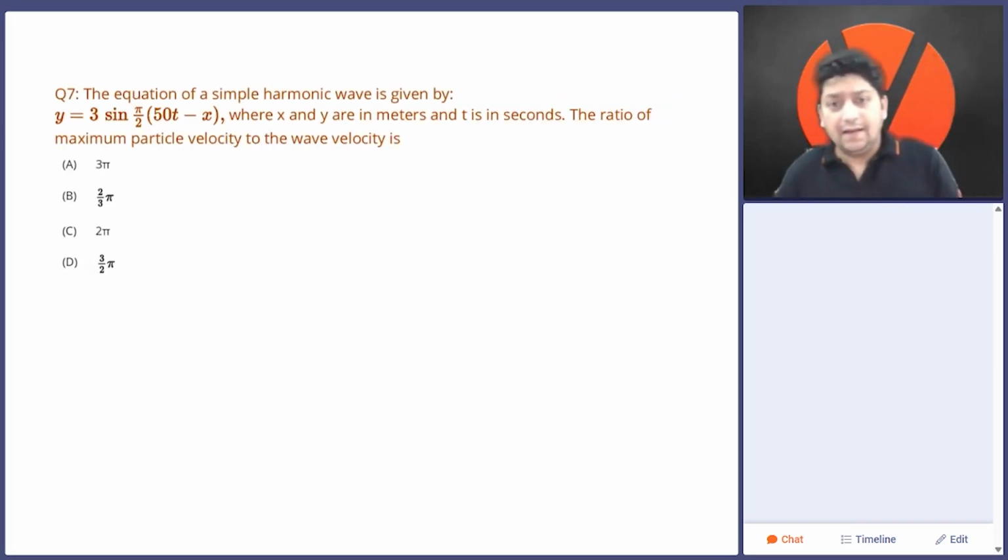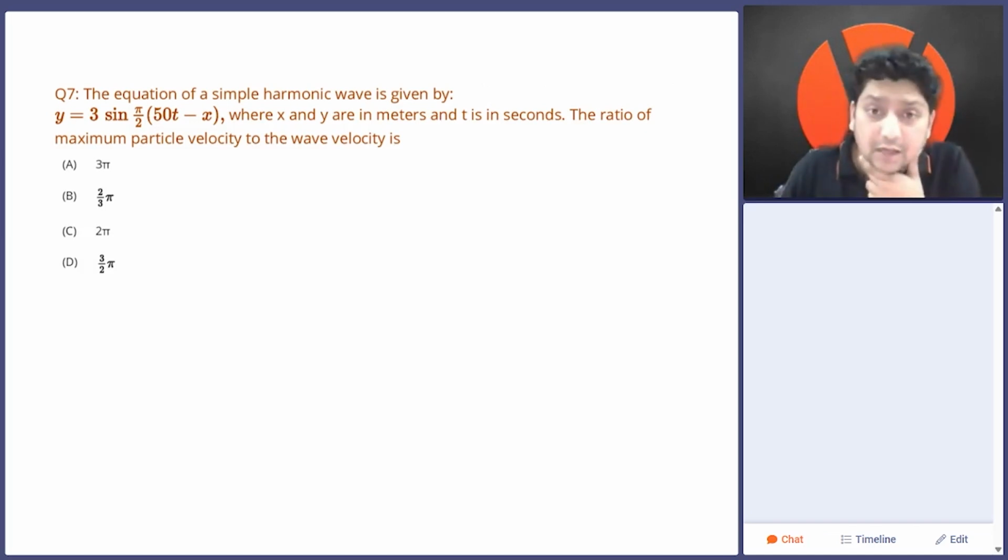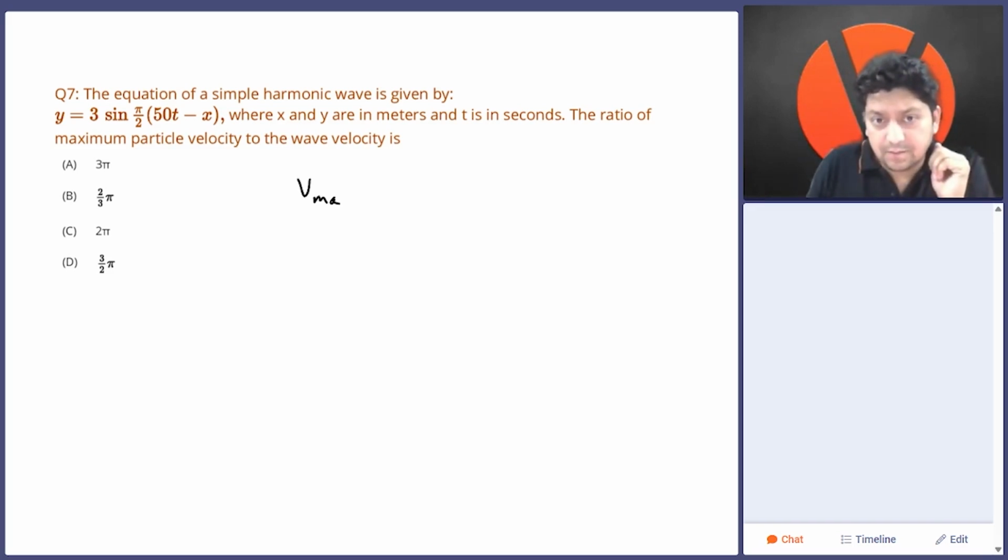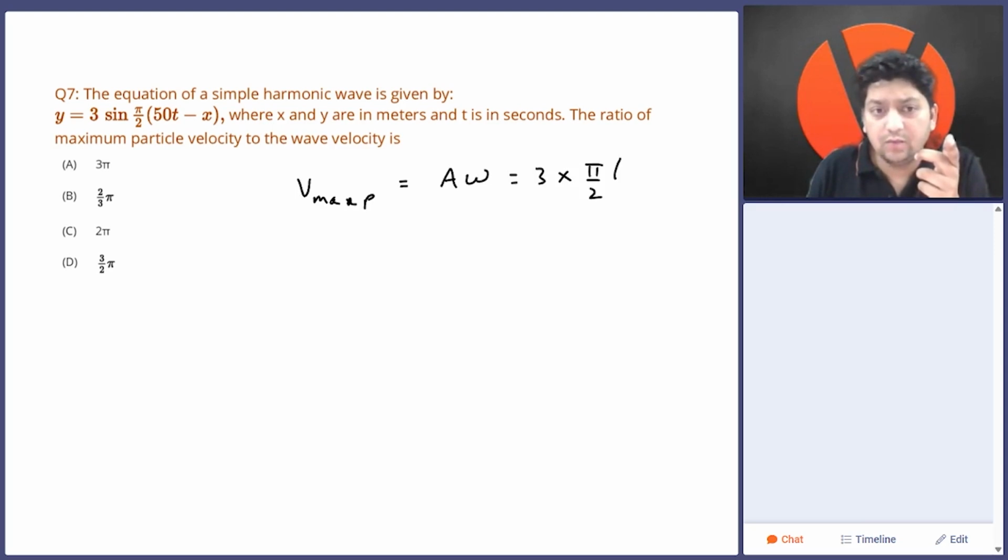Let's move to the next question. The equation of a simple harmonic wave is given by this equation, where x and y are in meters and t is in seconds. Find the ratio of maximum particle velocity to the wave velocity. The maximum particle velocity, V_p max, can be written as A omega. Over here A is 3 and omega will be equal to pi by 2 into 50.